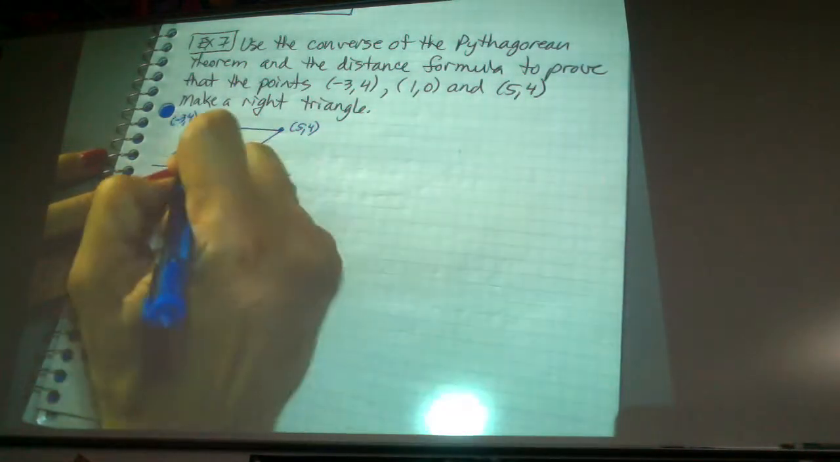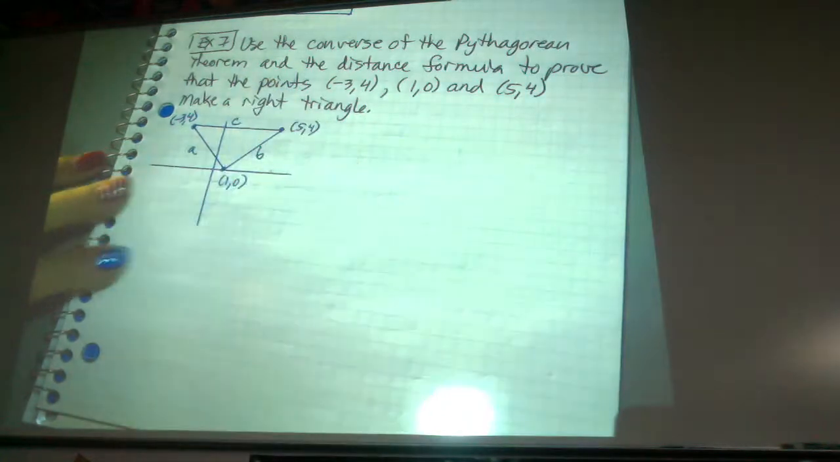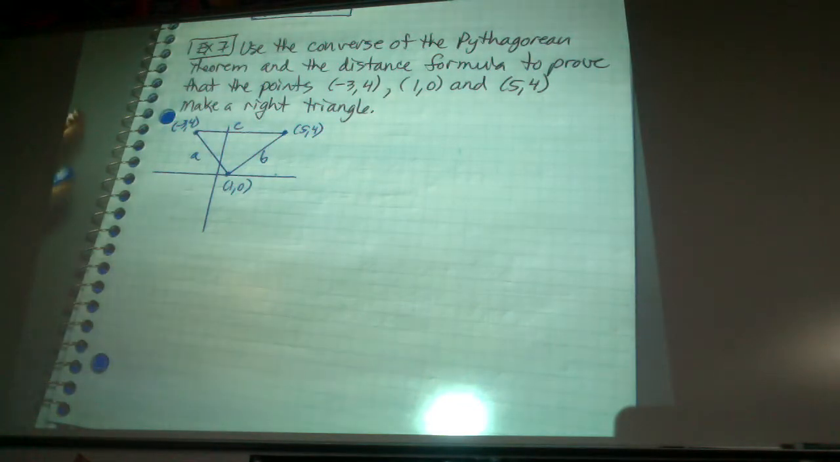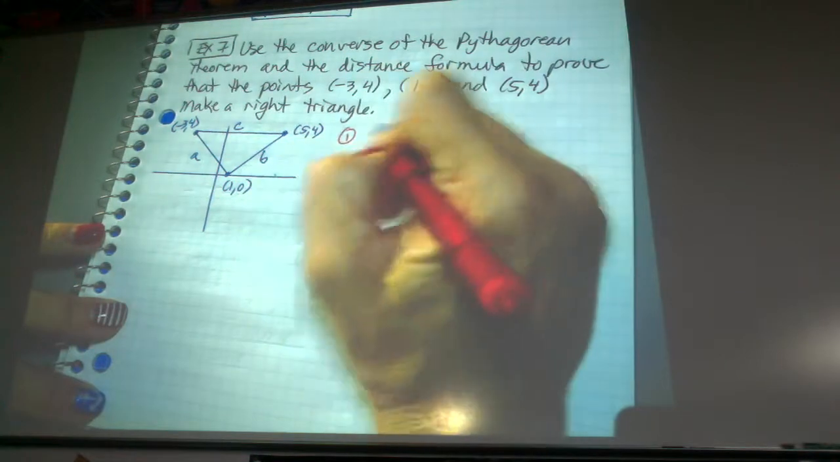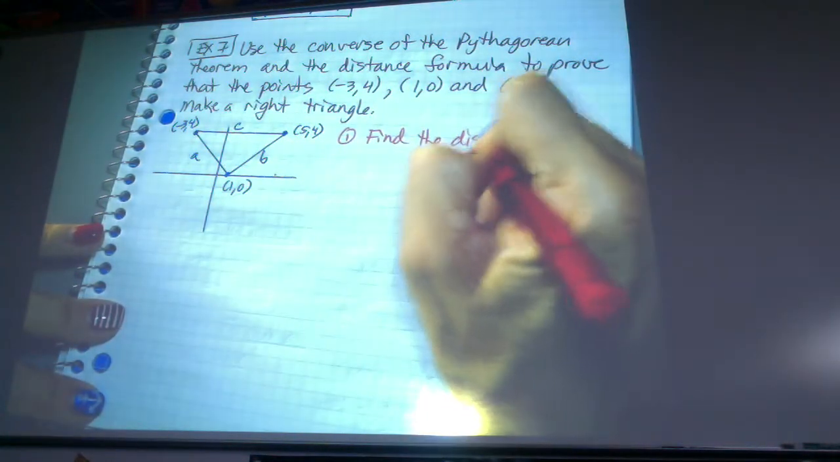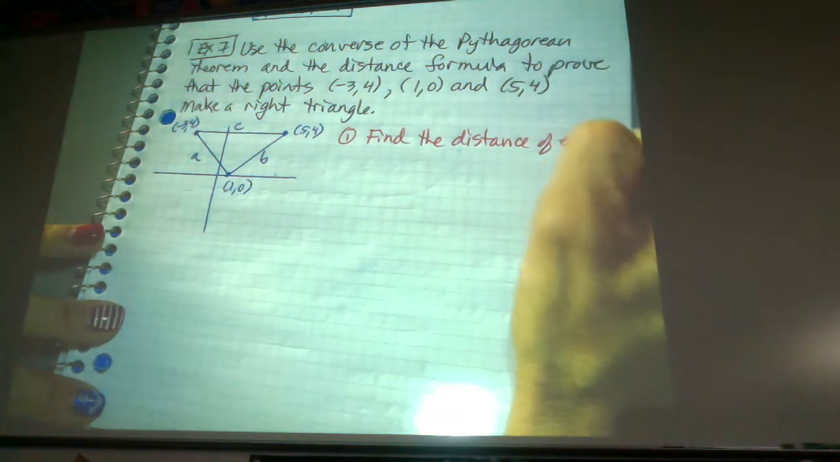And I'm just going to name the sides side A, side B, and side C, just for note purposes. Before I can use Pythagorean's theorem, I have to know the distances of each of those sides. So step 1 is find the distance of each side.